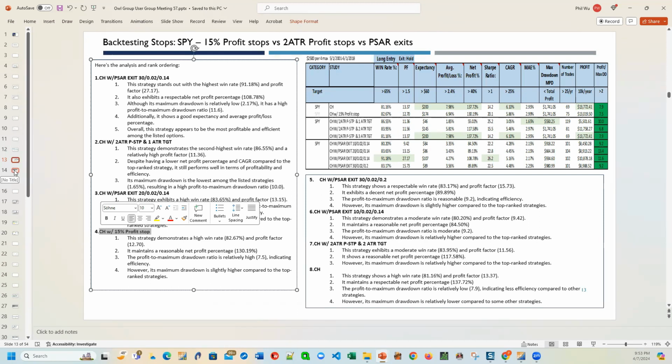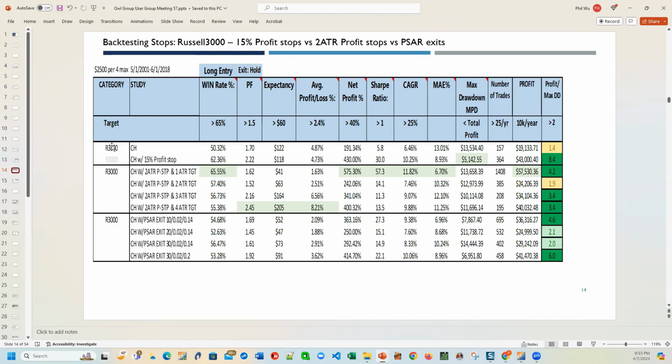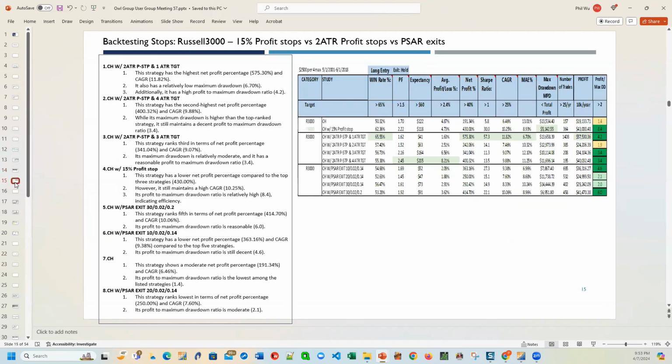So we could look at the Russell 3000 now as a different case. This is sort of the opposite end, where these are fairly volatile symbols. It's the same thing: looking at the channeling with 15%, and looking at the ATR stops and the PSAR exits. Let's see what ChatGPT had to say. So it again ranked the 2 ATR protective stop and 1 ATR target first.